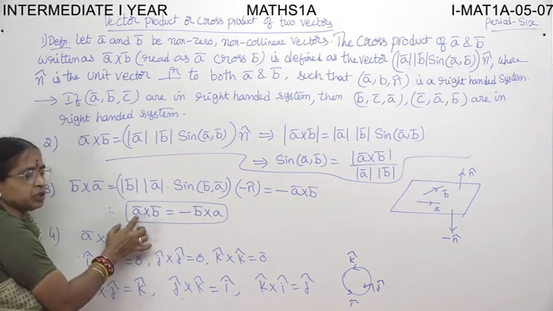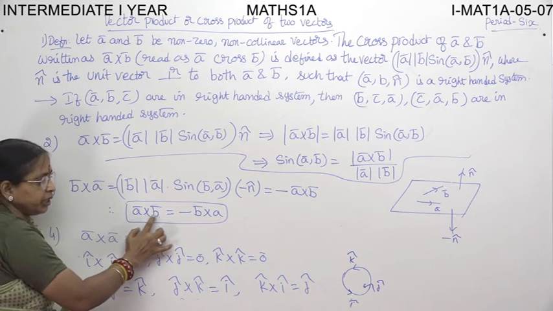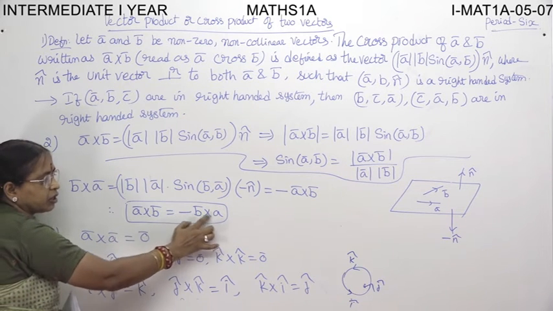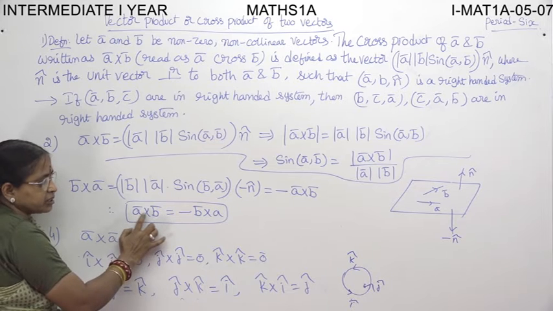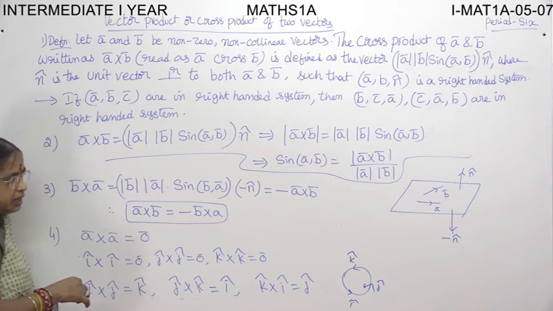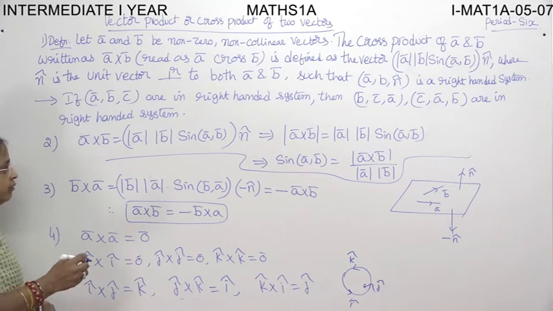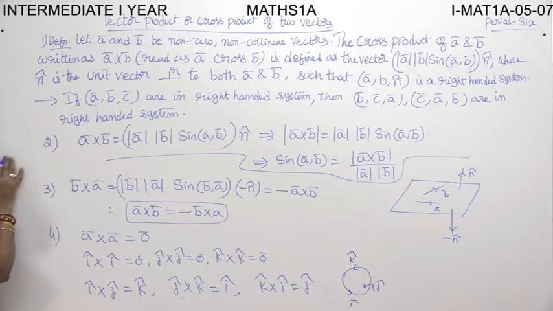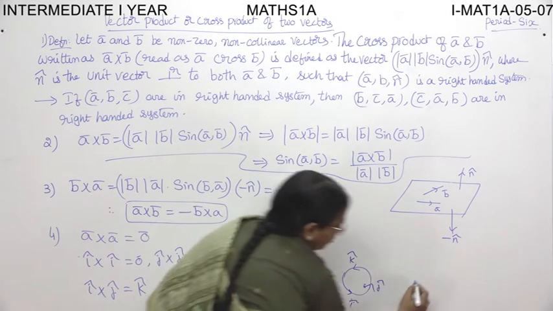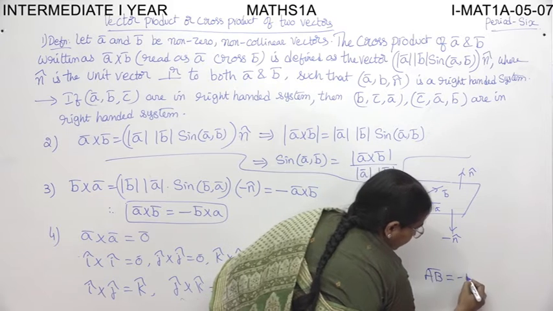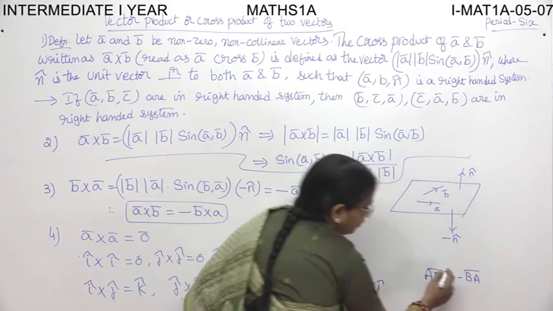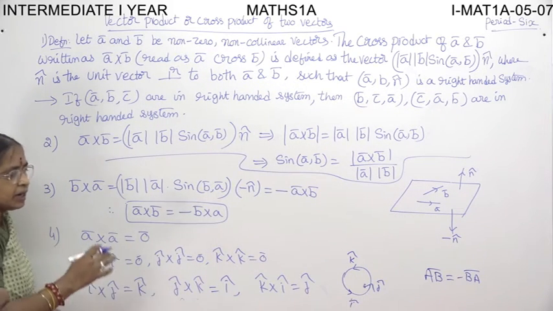So the property that you should learn here is, when you interchange two vectors in the cross product, you must change the sign. If I write B cross A, I should change the sign. Like how you have in vectors. Suppose I have the vector AB. If I interchange the terminal point and initial point, we write minus BA.